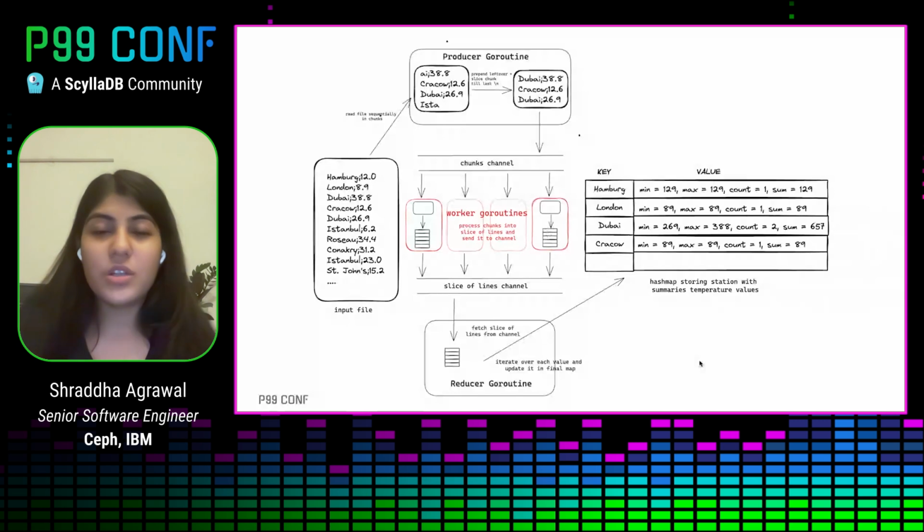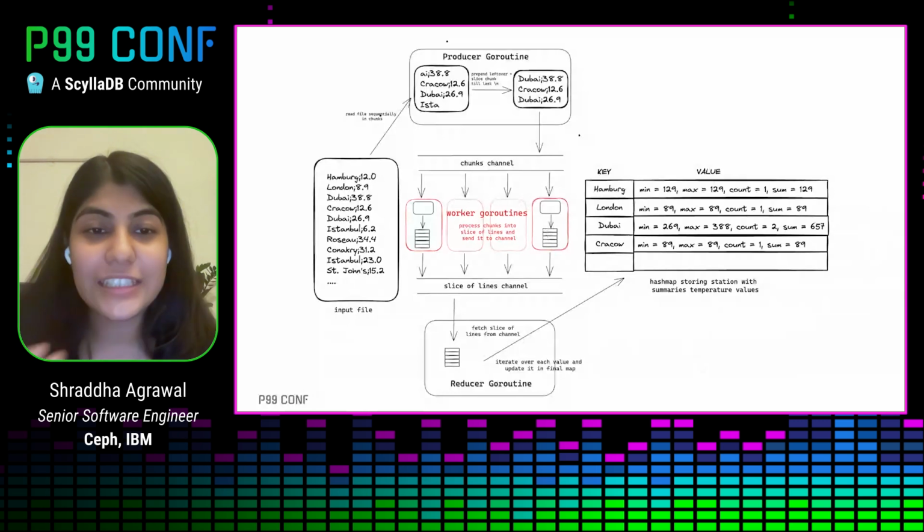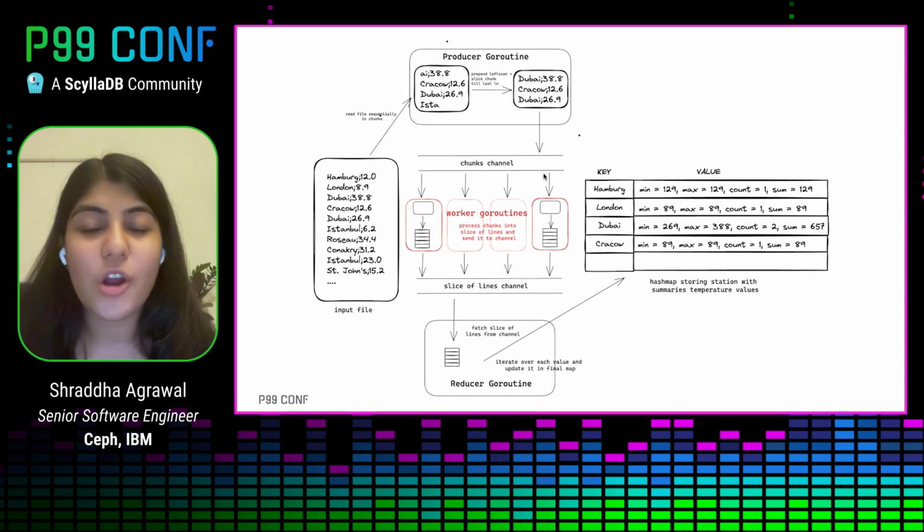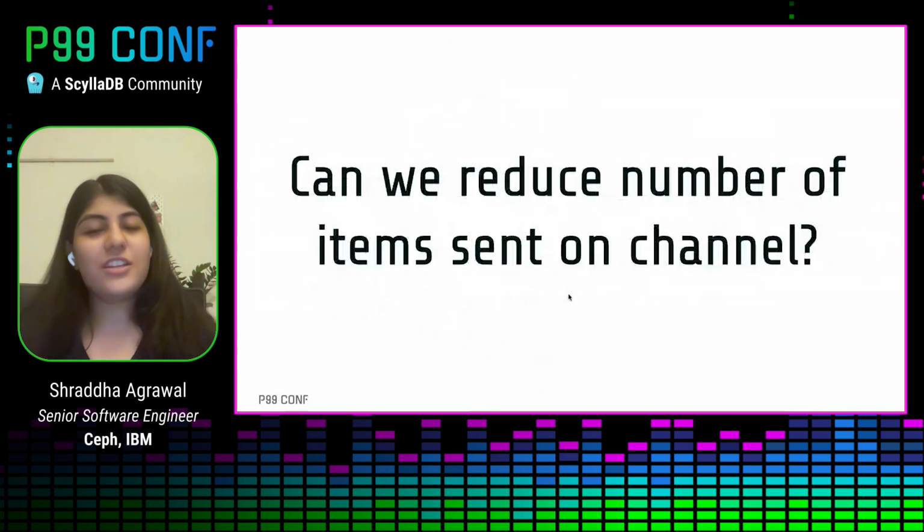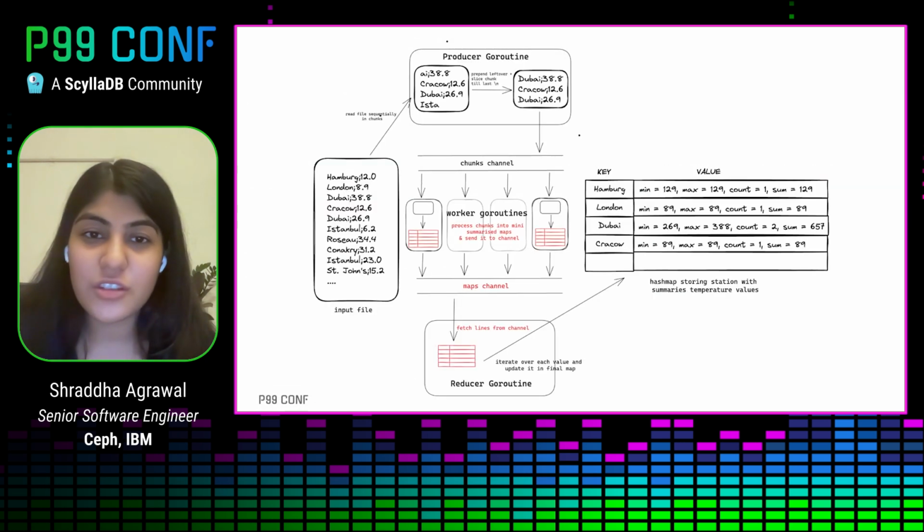But now, if you notice here, yes, we've improved the concurrency and introduced a map reduce pattern, but we've increased the number of items being sent on channel. Here, we're sending items to the chunks channel, and from the worker goroutines, we're again sending those 10 million slices to the slice of lines channel. So is there a way we can reduce the number of items sent on channel? Let's lean on data structures here.